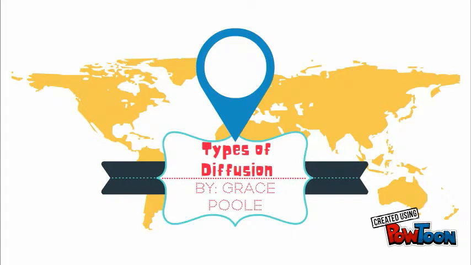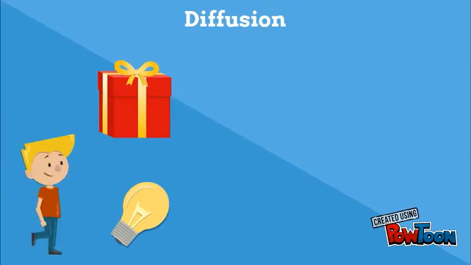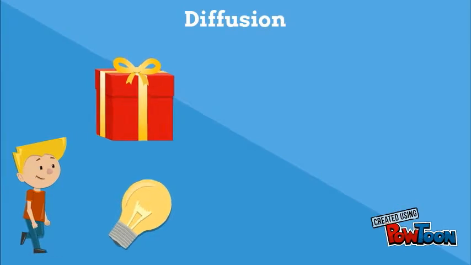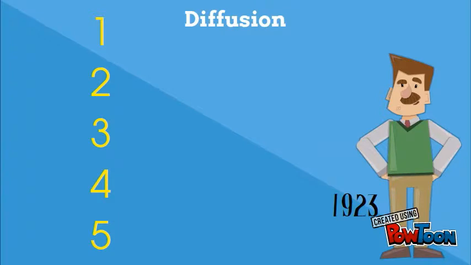Diffusion is defined as the movement of people, goods, and ideas across a space. The concept of diffusion was first recognized by a guy named Carl Sawyer in 1923. Carl continued to watch how the areas around him were slowly changing due to the influence by new peoples. Within diffusion, he found that there are 5 different types.